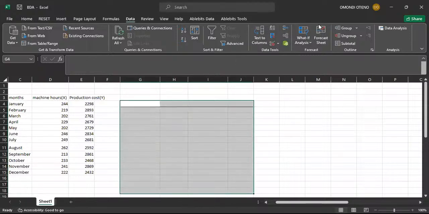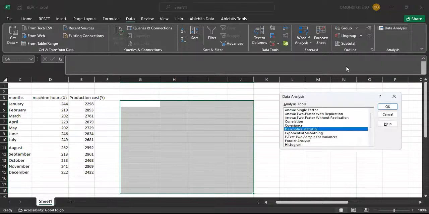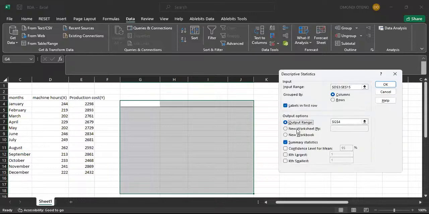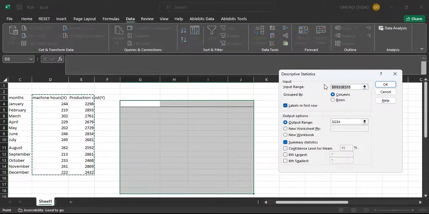So descriptive statistics, now that you have your data analysis, I just come to data, data analysis. I pick the descriptive statistics. Then okay. Here we don't need to select the Y input range and X input range. No. Here you highlight everything. I just come here, highlight my data set. This is it.